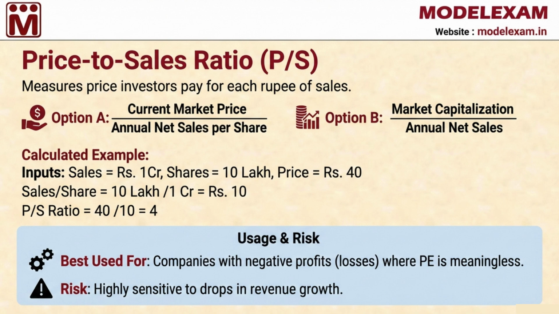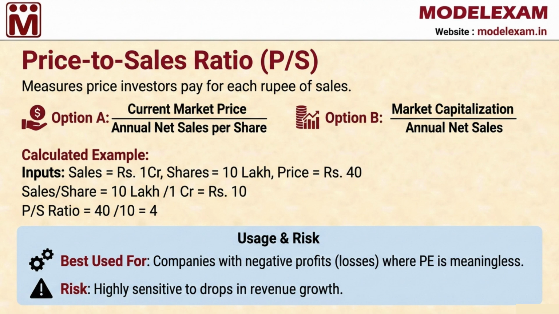Sometimes earnings are not the best metric, especially for loss-making companies. In that case, we use the price to sales ratio or PS ratio. This measures the price investors pay for each rupee of sales. Let us try a calculation. Imagine a company has sales of 1 crore rupees, 10 lakh shares and a share price of 40 rupees. First, the sales per share is 1 crore divided by 10 lakhs, which equals 10 rupees. The PS ratio is then 40 divided by 10, which equals 4.